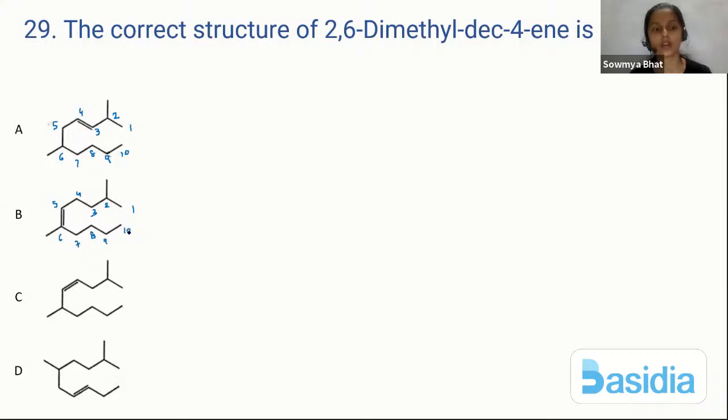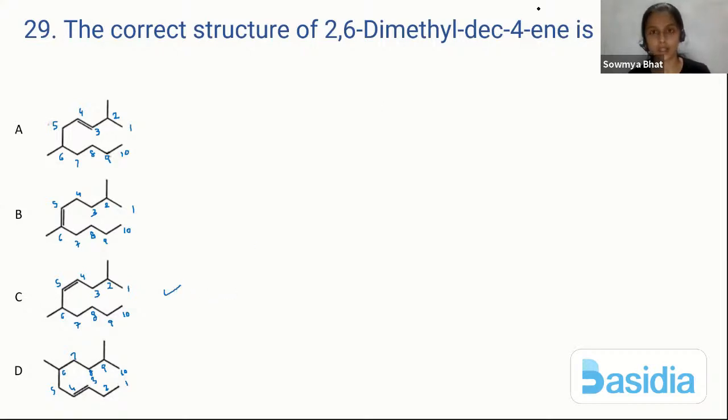You can follow the shortcut too, but I'm just explaining the proper method first, then we'll see what you can do. 9, 10. And here also I'm going to number from down because the functional group should get the minimum number. 4, 5, 6, 7, 8, 9, 10. So now see, the double bond is at the 4th position in which of the compounds? It's only option C. So that should be the right answer.